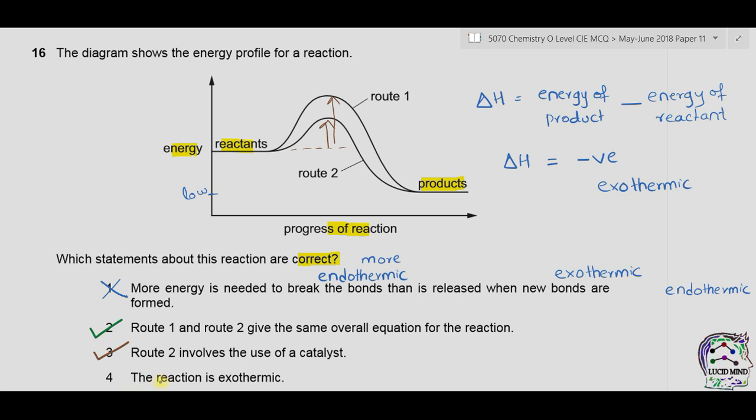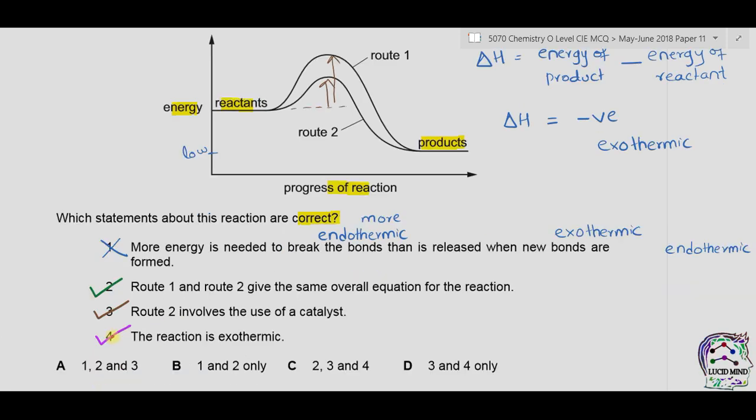In 4 we have that the reaction is exothermic. As we have already found out the enthalpy change, which is negative, so it means that the reaction was exothermic. This statement is true. As option 2, 3 and 4 are correct, answer is C.